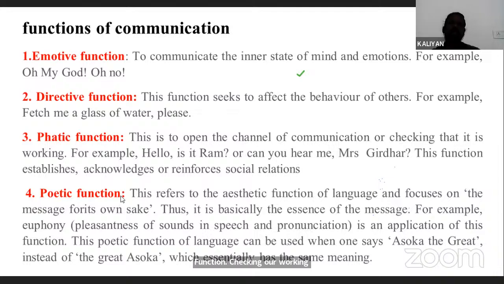And the poetic function refers to the aesthetic function of language and focuses on the message for its own shape. So poetically we write something, for example, Asoka the Great instead of the Great Asoka. The Great Asoka is simple in meaning, but Asoka the Great is a poetic thing. So that is the poetic function.